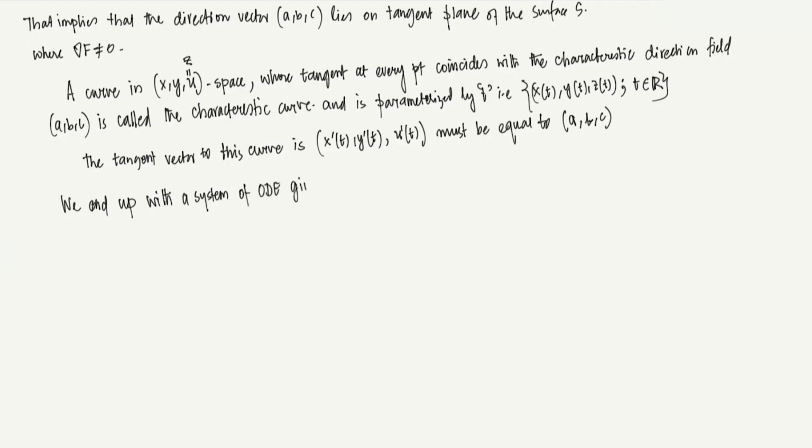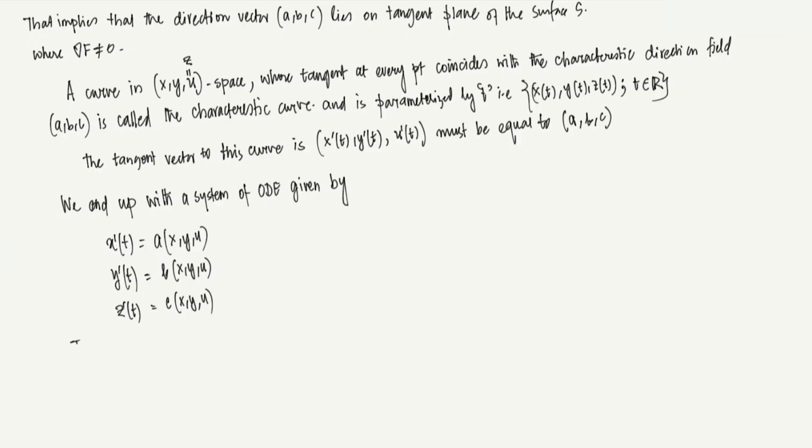Okay. Given by, how is it given? Given by x prime of t equals A of x, y, u; y prime of t equals B of x, y, u; and z prime of t equals C of x, y, u. Please remember this thing. I am writing x, y like this, but they are all functions of t again. Is it okay?